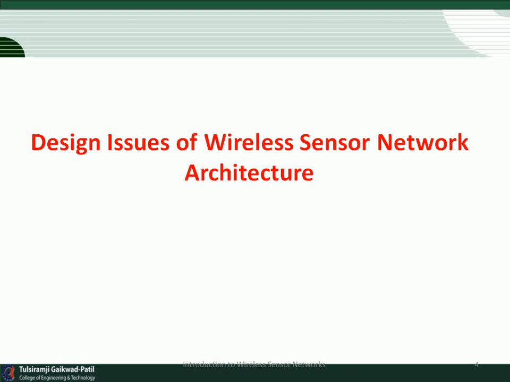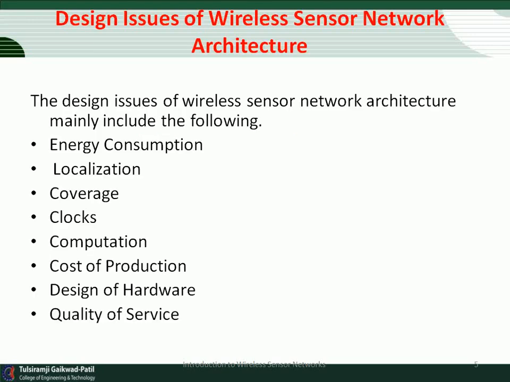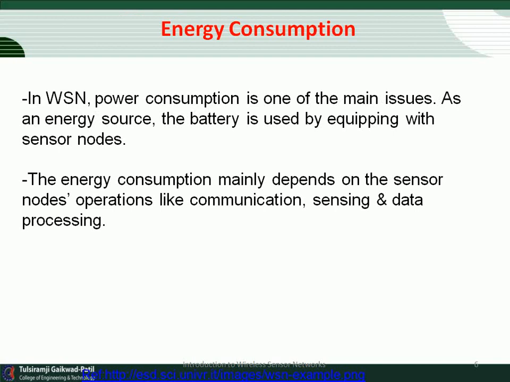Next is the design issues of wireless sensor network architecture. These are some design issues: energy consumption, localization, coverage, clocks, computation, cost of production, design of hardware, and quality of services. The first one is energy consumption. It is one of the major issues in wireless sensor networks.